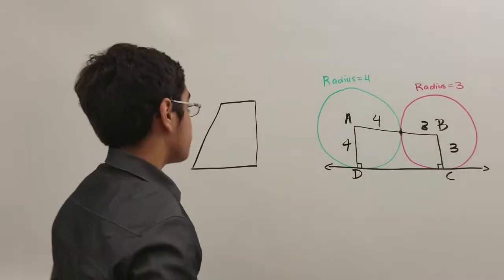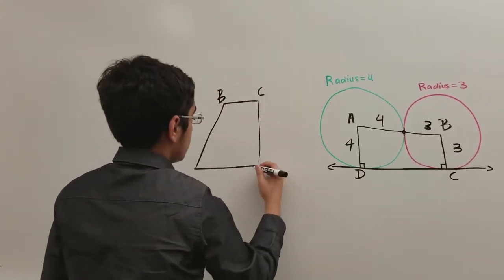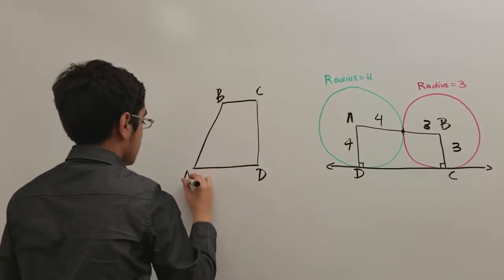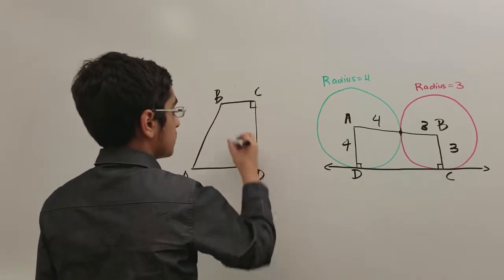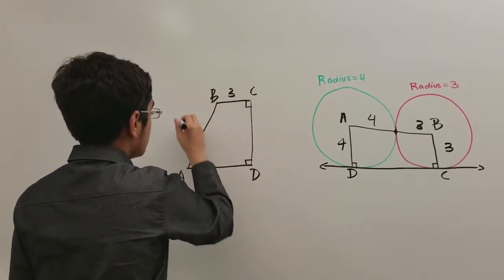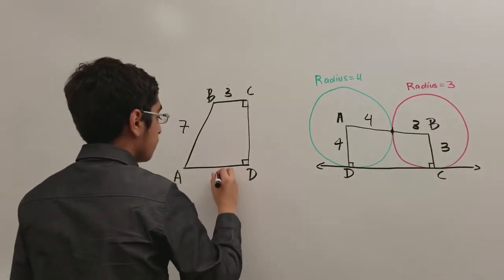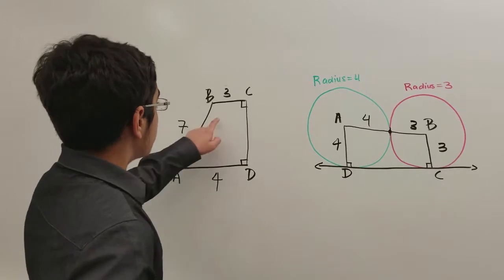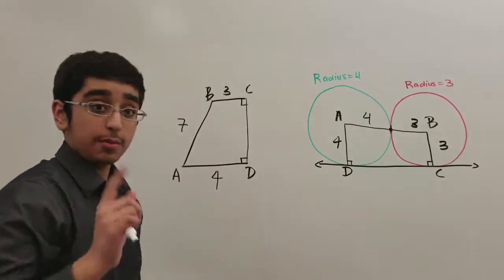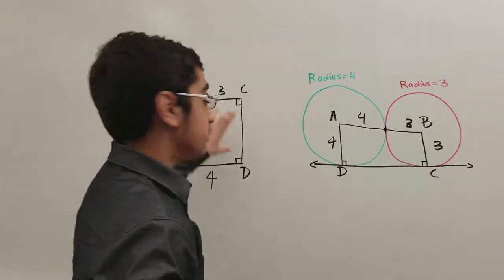So we know 3 lengths of this trapezoid. We want to find the last one. So we know this is vertex B, vertex C, vertex D, and vertex A. We know that these two are right angles. We also know that BC is 3, AB is 7, 4 plus 3, and AD is 4. To find this, we need to prove something. We need to prove that BCDA is a trapezoid. A trapezoid means that 2 of the sides are parallel to each other.